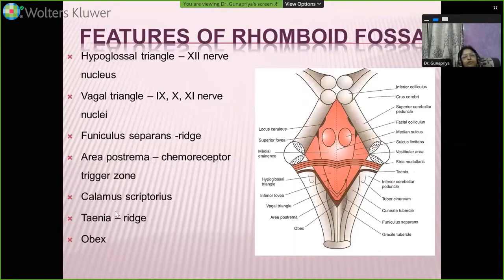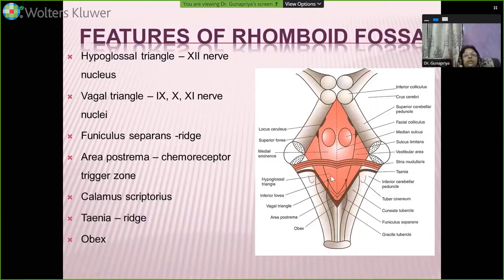The other features of rhomboid fossa, moving on to the lower triangular medullary part of rhomboid fossa. The same median sulcus is there, extending here also, the same sulcus limitans is there, and you find an inferior depressed area known as inferior fovea. In the upper pontine part you had a medial eminence, whereas in the lower medullary part, on either side of the median sulcus, you have the hypoglossal triangle. Hypoglossal triangle is a site where the hypoglossal nucleus is situated, from where the hypoglossal nerve fibers arise from the ventral surface of medulla.